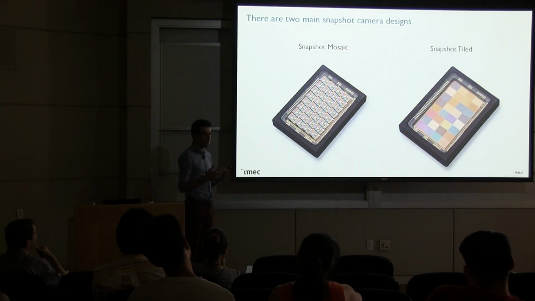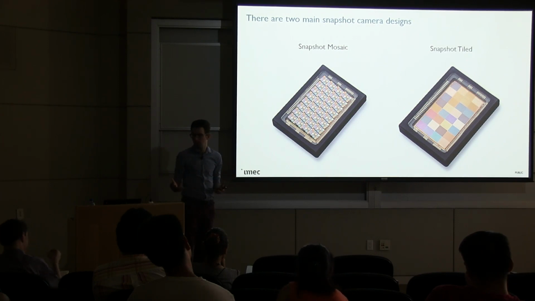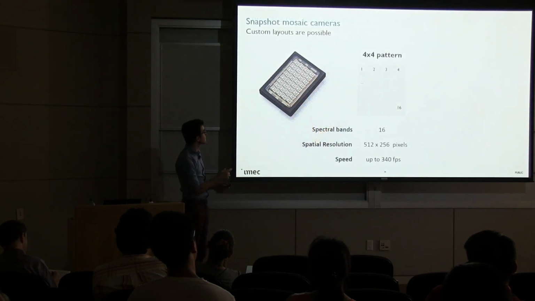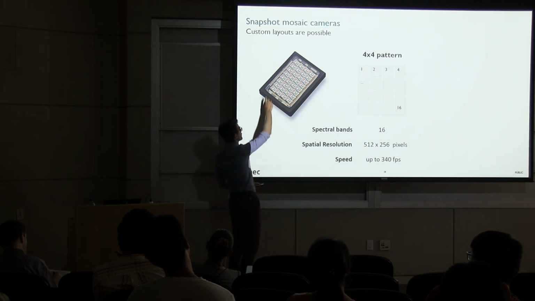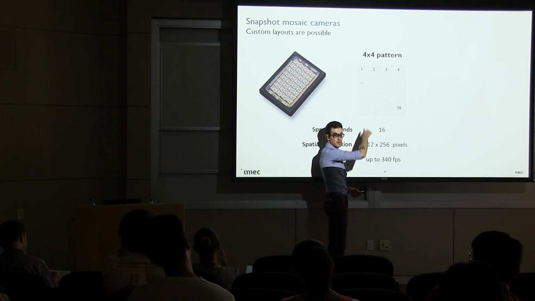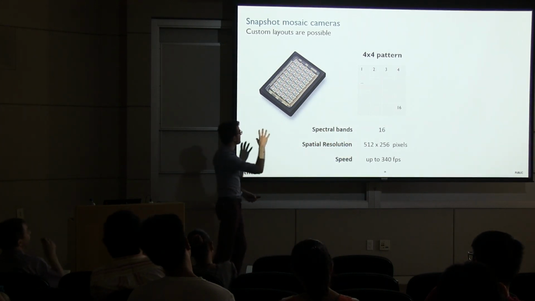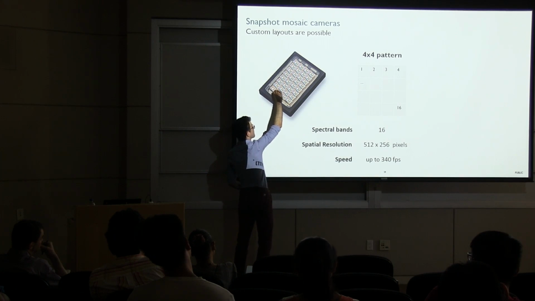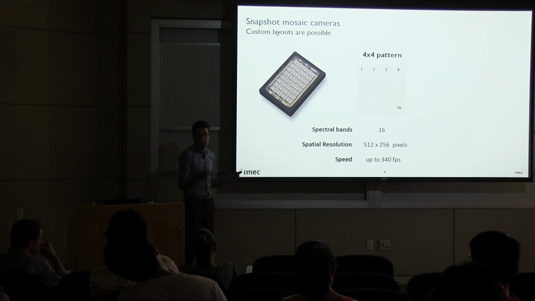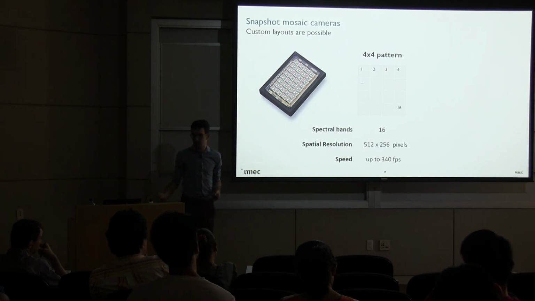IMEC has 2 solutions for snapshot spectral imaging, and they differ mainly in the layout of the filters. You have the snapshot mosaic and the snapshot tiled. The snapshot mosaic is, as the name suggests, a certain mosaic, like here, a 4x4 pattern, so 16 filters of different wavelengths. Then this pattern, like this block, is repeated periodically over the sensor, just like in the RGB sensor. And then you have basically created a snapshot spectral camera.